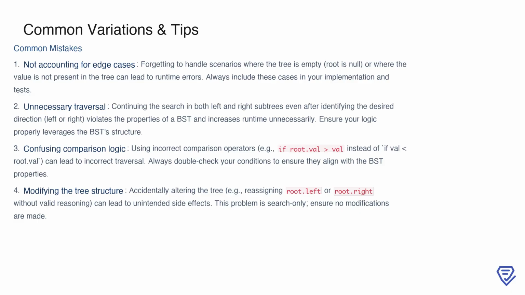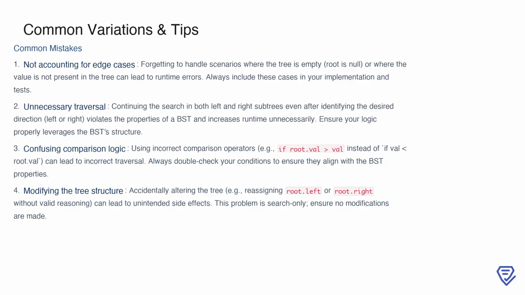Always make sure your implementation accounts for these scenarios. Another mistake is unnecessary traversal. A binary search tree allows you to eliminate one entire side of the tree at each step, so continuing to explore both subtrees after determining the correct direction violates the BST properties and adds unnecessary overhead.